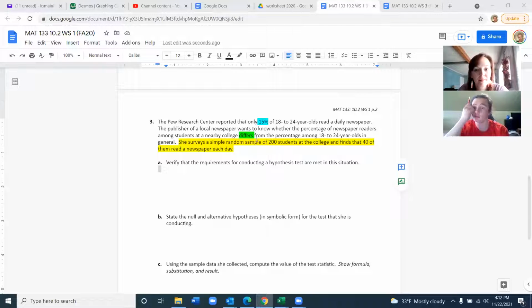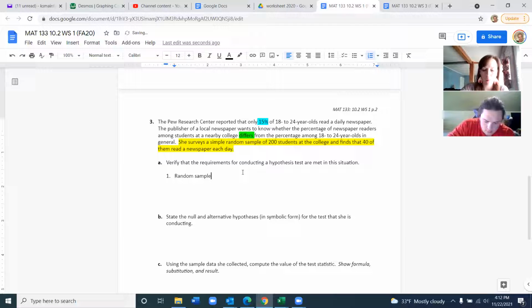So we're just working on page 670 in the course pack here, worksheet number 1, problems 3 and 4. We've just highlighted some important pieces. Number 3A says, verify that the requirements for conducting a hypothesis test are met. Our first one is random sample, and they did state that they did a simple random sample, so that's good.